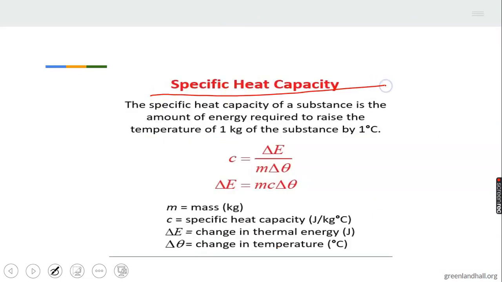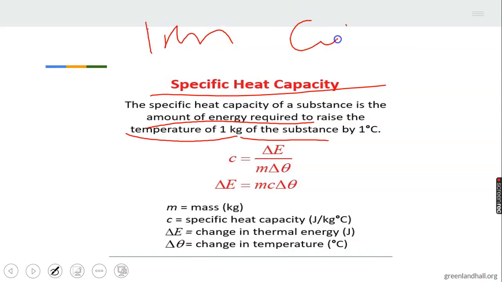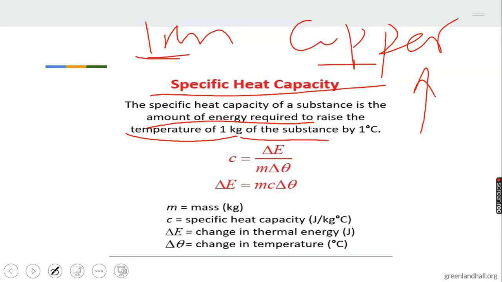Now, we define specific heat capacity. The specific heat capacity of a substance is the amount of energy required to raise the temperature of 1 kilogram of the substance by 1 degree Celsius. That is, when you have different metals, let's say iron, copper, they are made up of different materials. The rate at which iron will absorb heat is different from the rate at which copper will absorb heat.